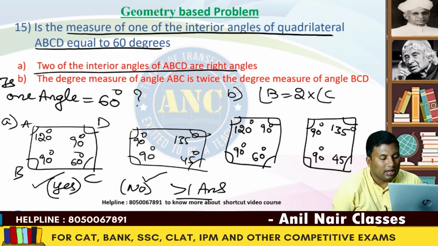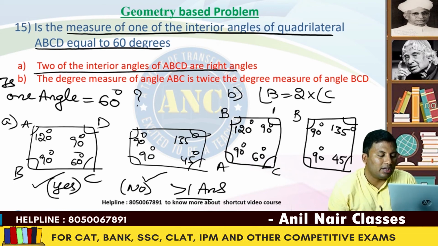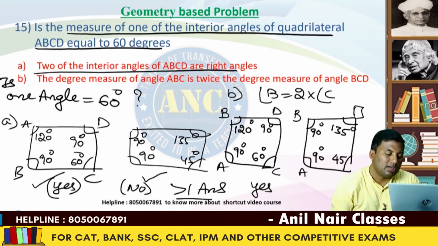Right? So angle B is twice the angle of angle C. This could be AD. Now again I got one angle is 60 and here also one angle is not 60.